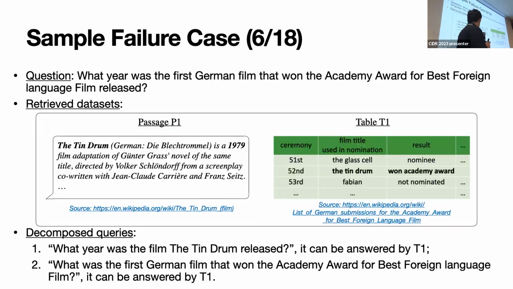The failure cases came from decomposed queries that are not correct. But the good thing from this example is that even when you have failure cases, the process is interpretable. You understand what this model is trying to do. In this case, given the query, what year was the first German film that won the Academy Award for Best Foreign Language Film released? You'll see two documents, and you'll see the efforts of the system in getting these two decomposed queries.